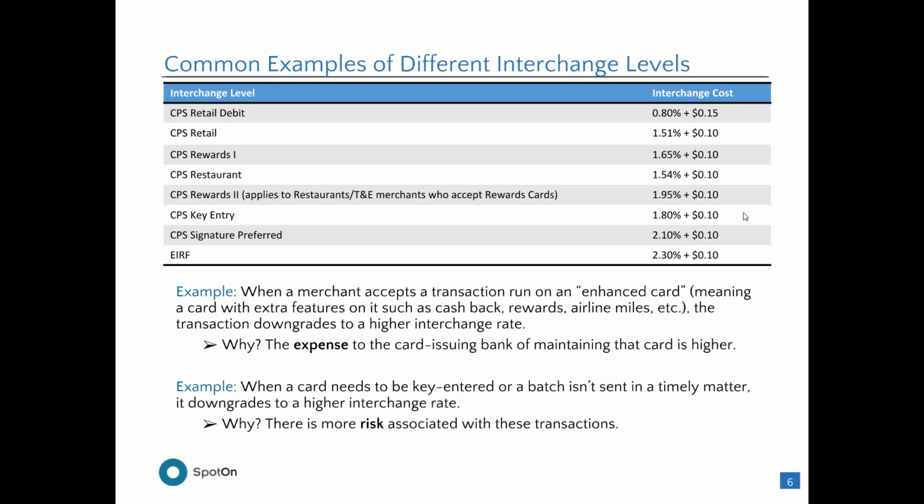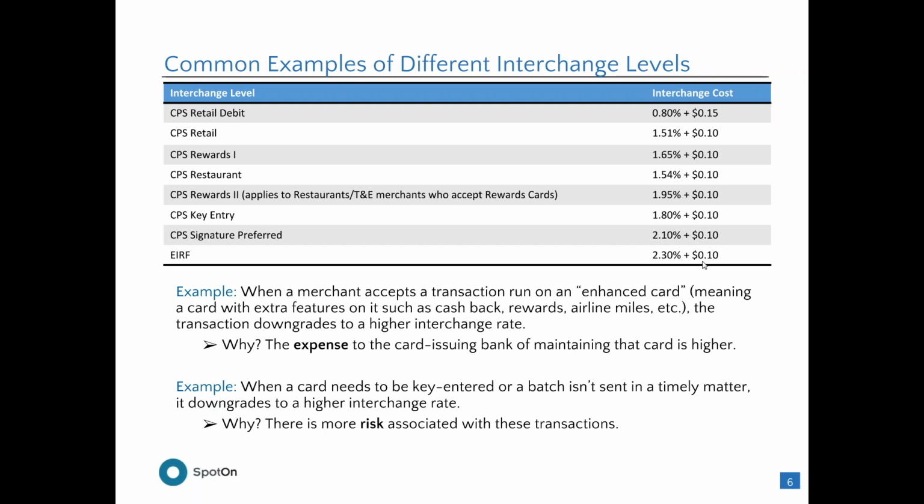Now on this slide here, I have some common examples of various interchange levels that you may see. This is not an exhaustive list. As I mentioned, there's 94 pages, so this one is just a quick overview of some of the more common interchange levels, and I wanted to share this with you so you could see the range of costs associated with different card types. If you look at the top of the house, a retail debit transaction is 0.80 and 15 cents of cost. Now, if you look down here, say you had to hand key a transaction, it's 1.80 and 10 cents. Again, that's a higher risk, so it's a higher cost.